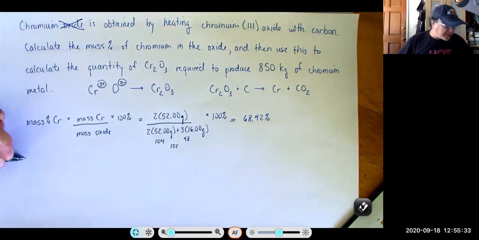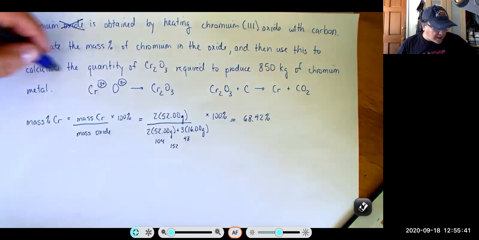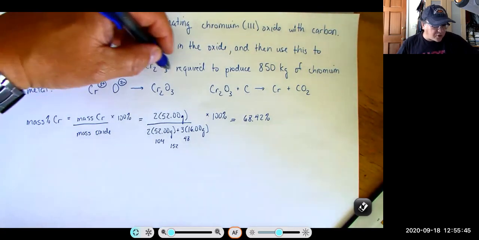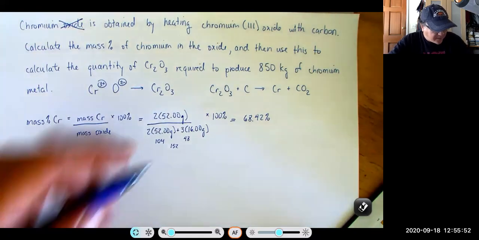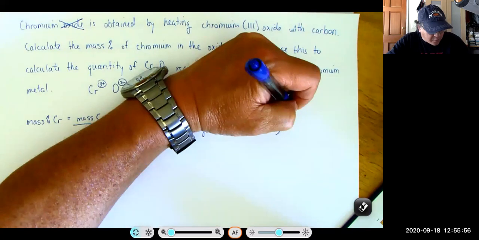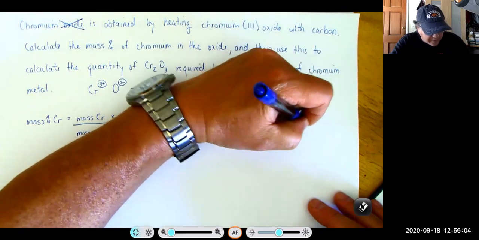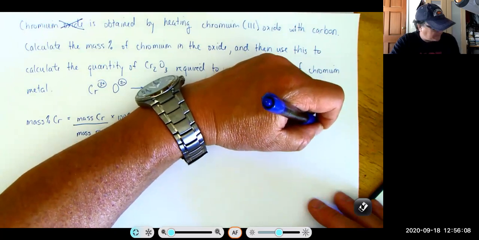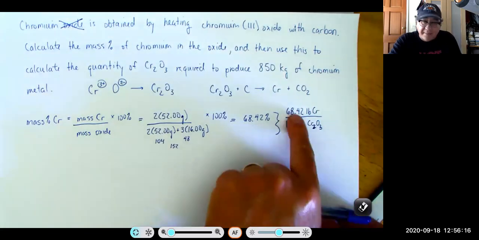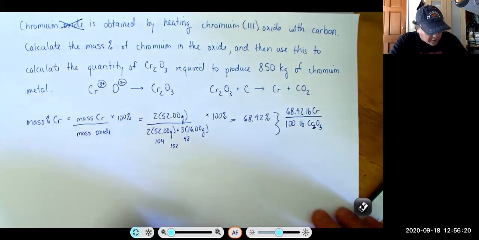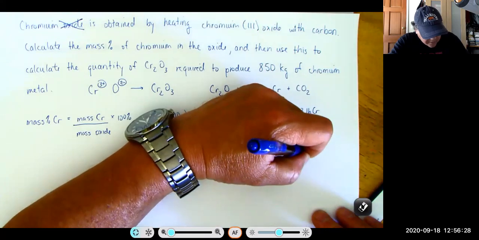Now, what is the mass percent? Here we go. Use this to calculate the quantity of chromium 3 oxide required to produce 850 kilograms of chromium. So this is kind of a weird one, but we have to understand what this means. This means 68.42 pounds of chromium per 100 pounds of chromium 3 oxide, excuse me. So this mass percent means that many over that many. Percentage always means over 100. It also means 68.42 grams of chromium over 100 grams of chromium 3 oxide.